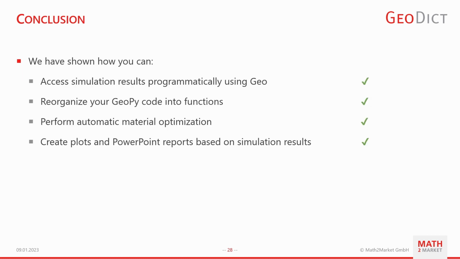So in conclusion, we have shown you how you can access your simulation results programmatically using GeoPy, how you can restructure your GeoPy code into functions, so you can call it repeatedly from within a loop, for example, and how you can perform a simple automatic material optimization using SciPy. And last but not least, how you can create plots and how you can create PowerPoint reports based on your simulation results. With that, I would like to thank you for your attention.